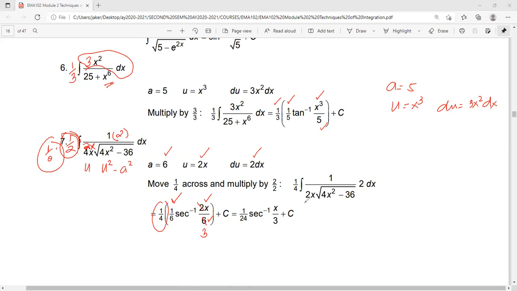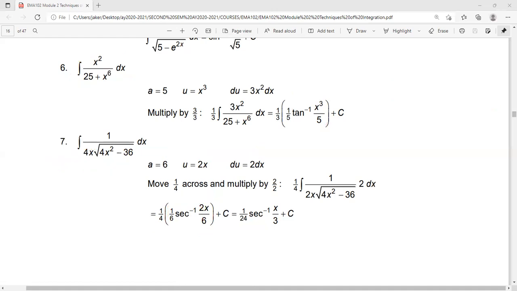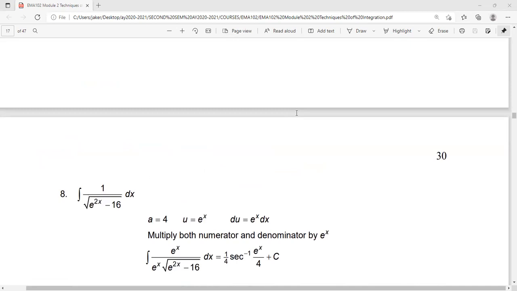Do you get it? Any questions? Okay, not. Here my markings. We'll go to, I think there's a last example here.